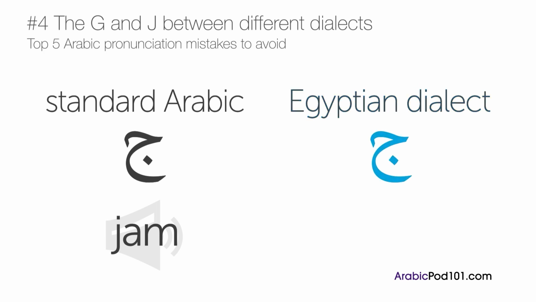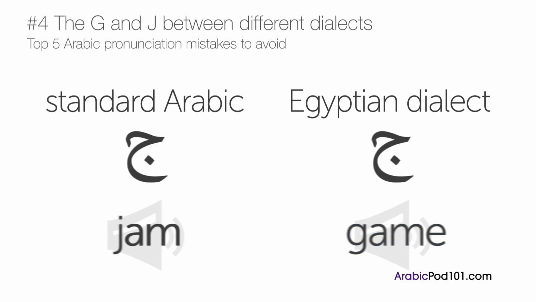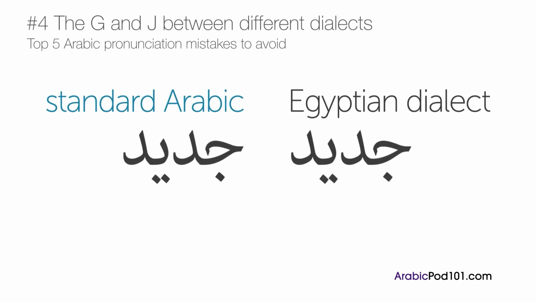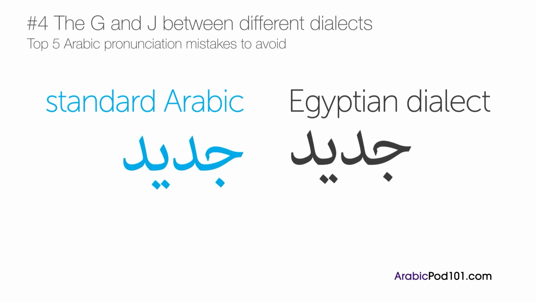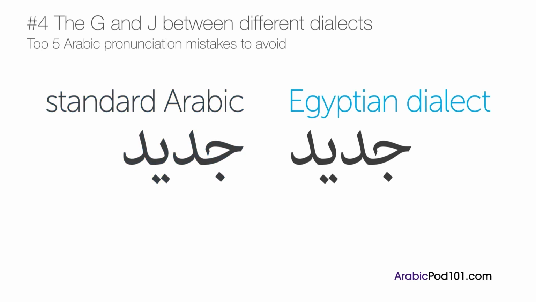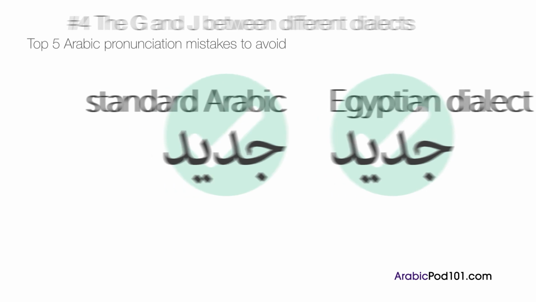In Egyptian Arabic, this letter is pronounced like a regular English G, as in game. Let's listen to the difference one more time. In Standard, and in Egyptian. Of course, both pronunciations are correct. The key thing is to be consistent with your pronunciation.